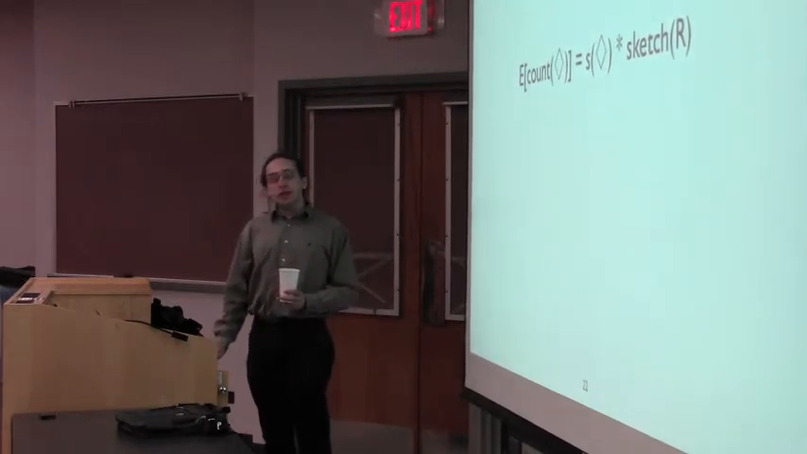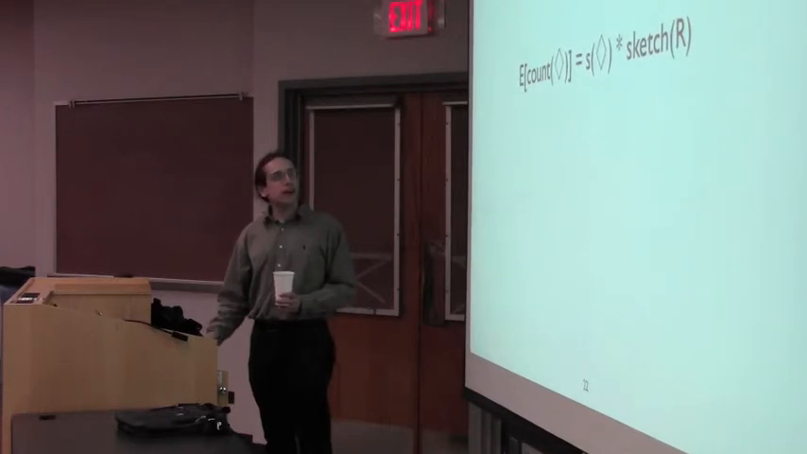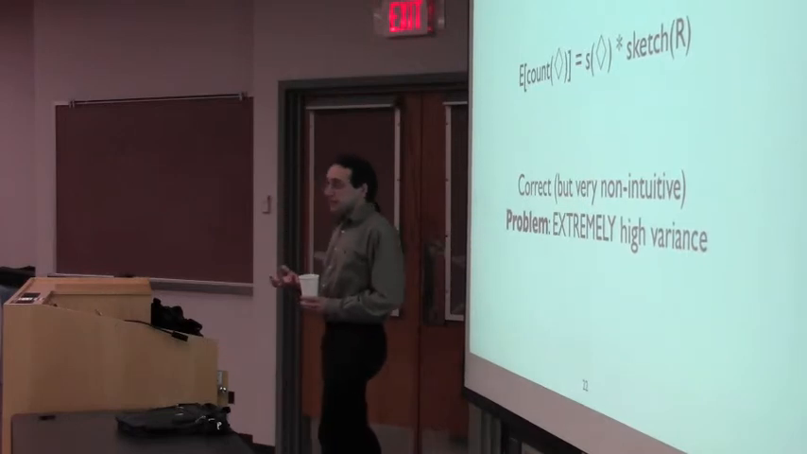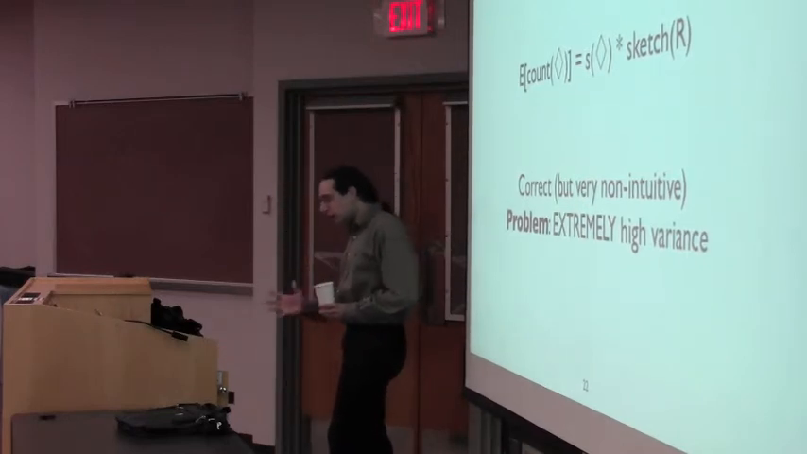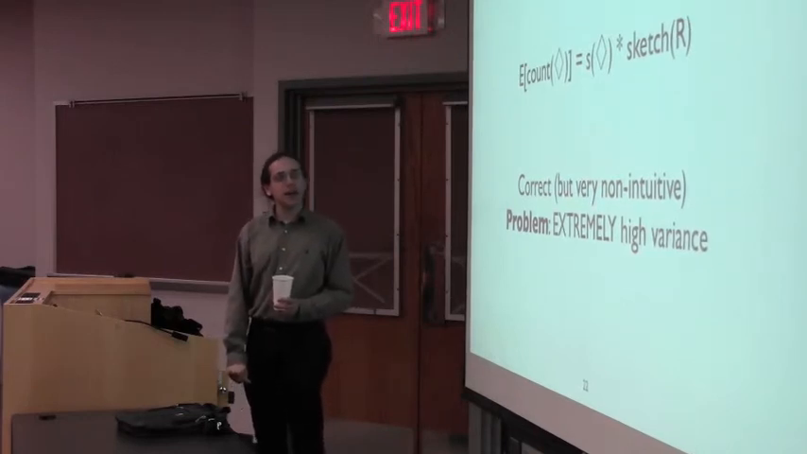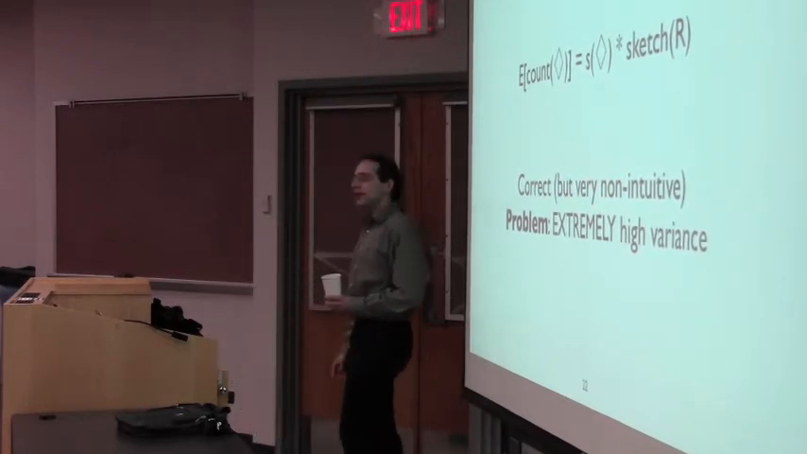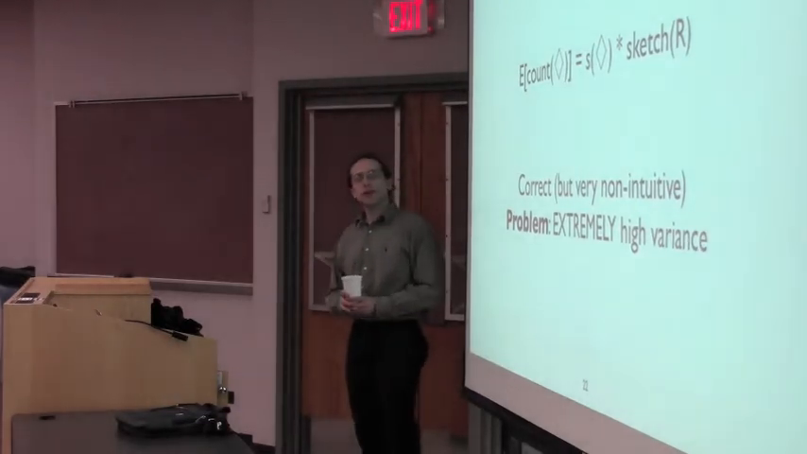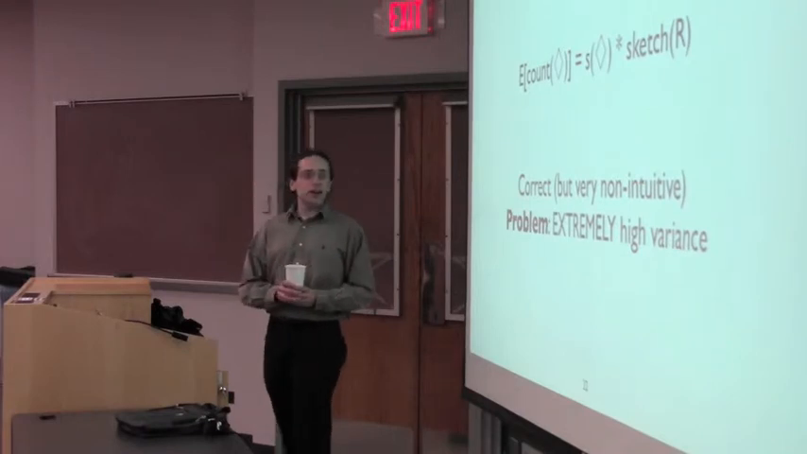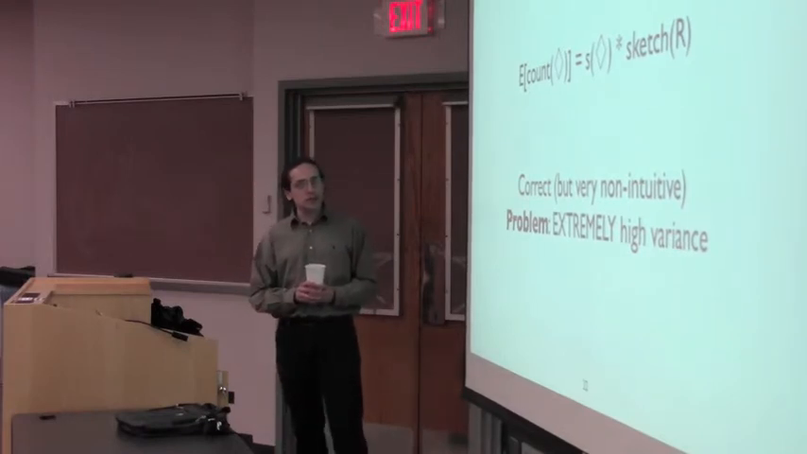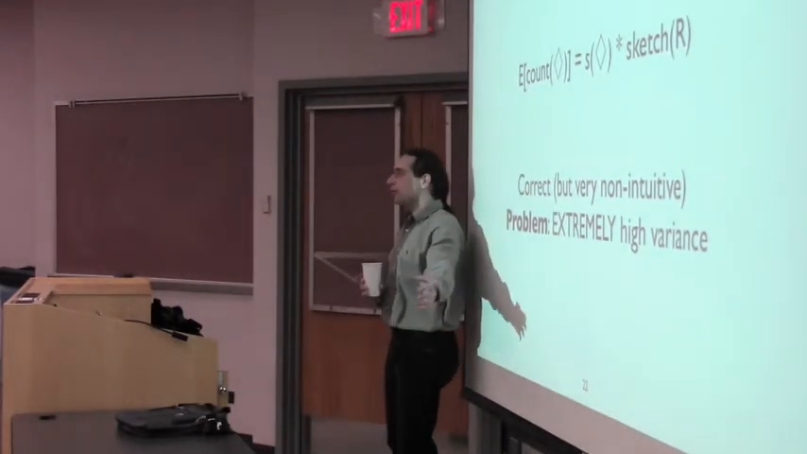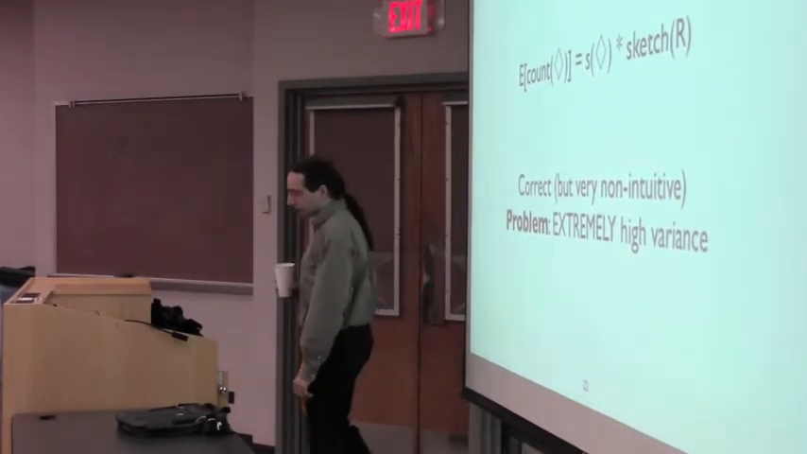That's extremely non-intuitive, and strictly speaking, given those assumptions, it's correct. However, this estimate has an extremely high variance. Obviously, the rest of the set isn't, strictly speaking, completely random. So the expected count that we're going to get here is going to be way, way off from the right value.